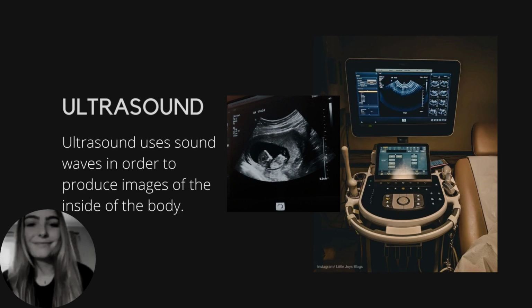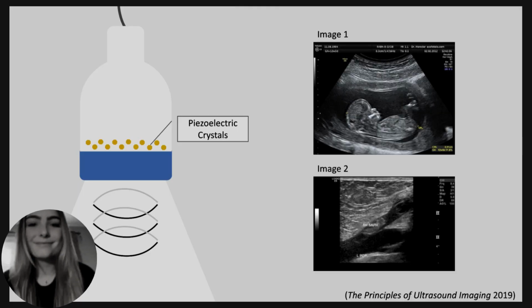Ultrasound uses sound waves in order to produce images of the inside of the body, and it is most often used for obstetric ultrasound, observing the development of babies while a woman is pregnant. An ultrasound unit consists of a computer, scanner, and probes. Ultrasound techs have a variety of ultrasound probes to use. Depending on what is being queried, the tech will choose the appropriate probe.